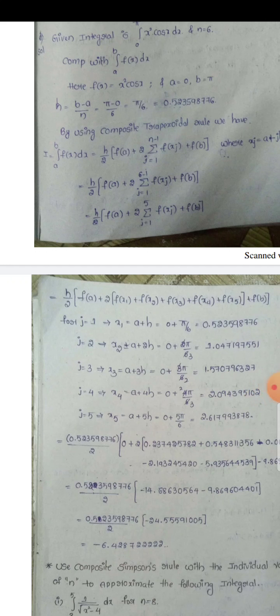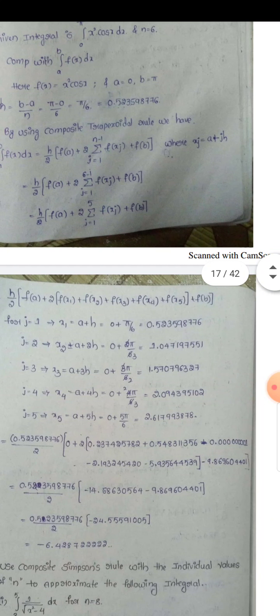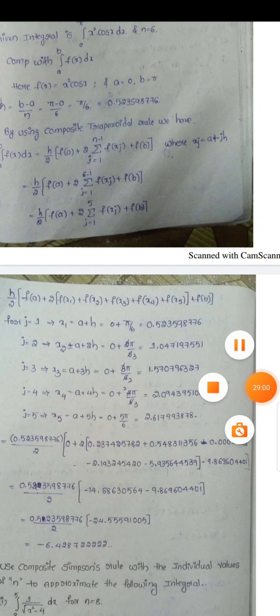That equals 0.523598776 by 2 into 0 plus 2 into 0.237425782 plus 0.548311356 minus 0.0000 and the last ones are minus 2.193245420 minus 5.935644539 minus 9.8696044001, which equals 0.523598776 by 2 into minus 14.68630564 minus 9.8696044001.